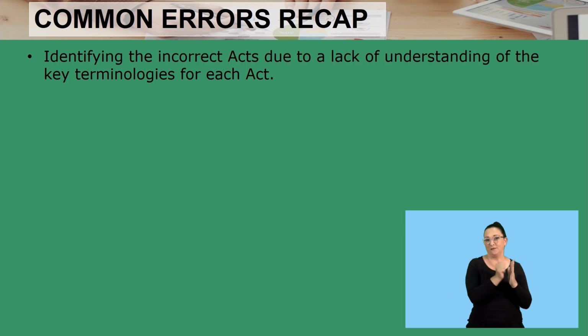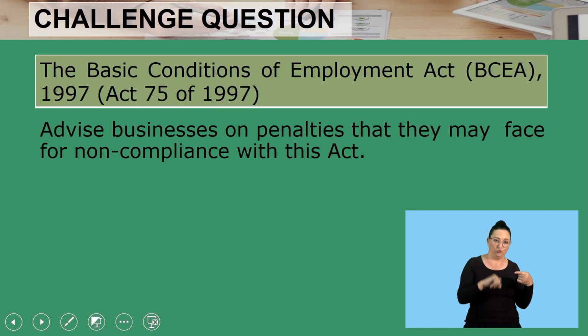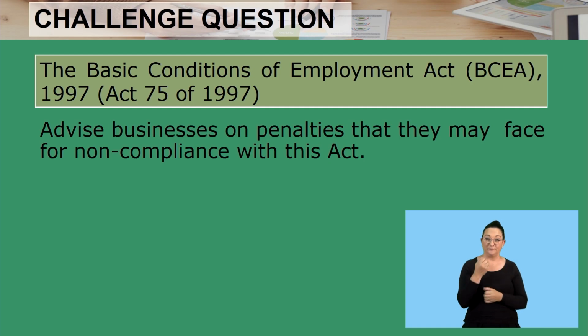But if you do not understand the purpose, then it becomes difficult for you because you will incorrectly identify, and if you have identified incorrectly, it will be difficult for you to also tell the impacts, the ways to comply, etc. This can disadvantage you, as you might be required to analyze, like I said, the impact, which will lead to analyzing the impact incorrectly. I just mentioned that.